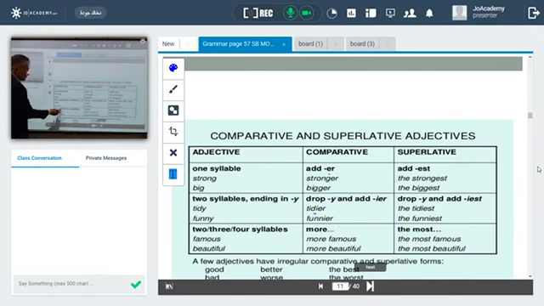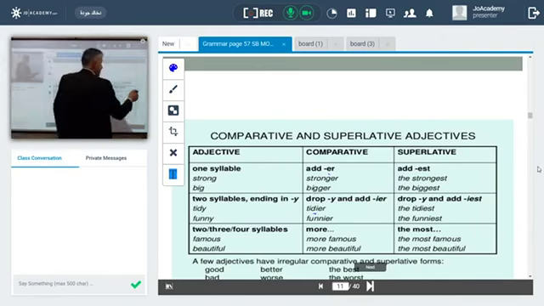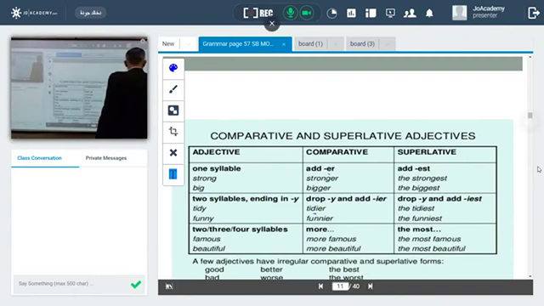If we have adjectives of two, three or four syllables, as I told you, we need to put more. So here we have famous, beautiful. We need to put more famous and more beautiful. More famous and more beautiful. We have also, let's see.